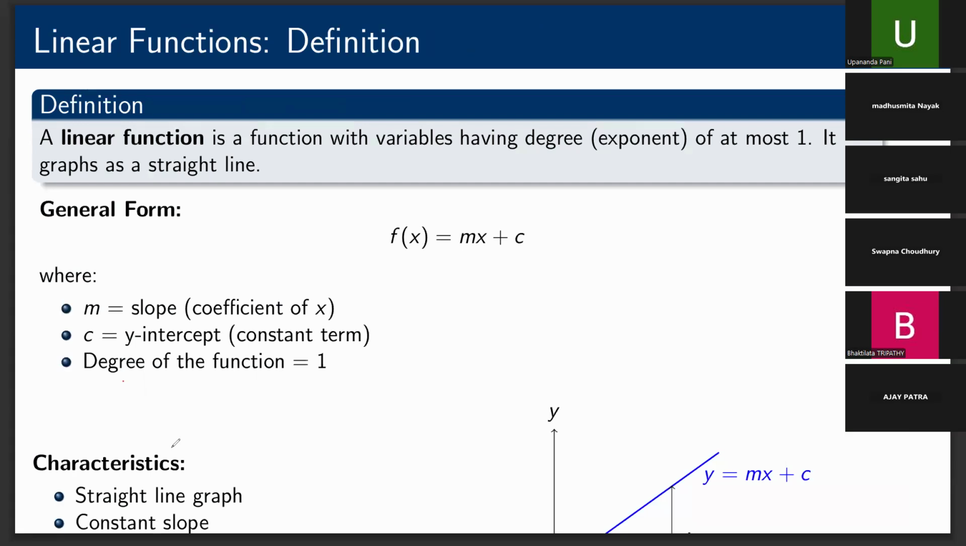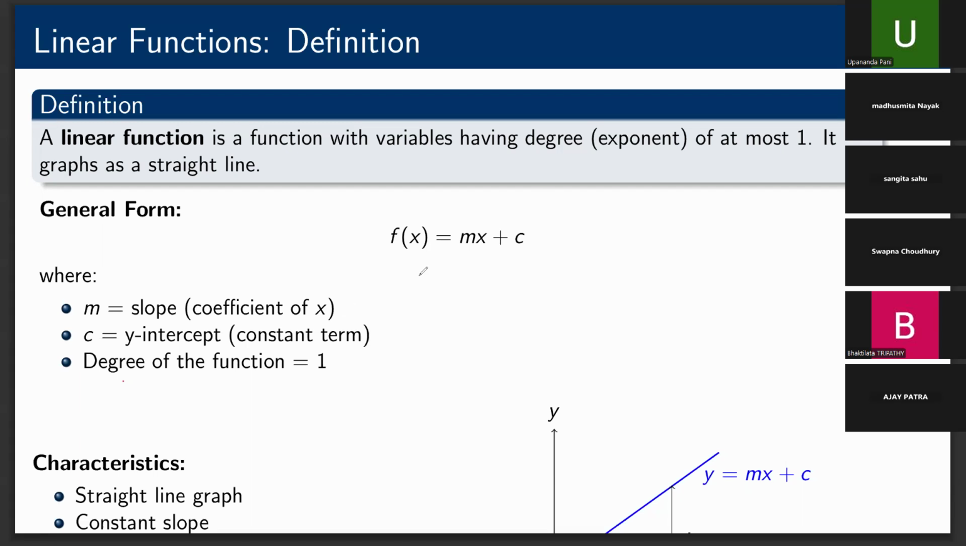Look at the types of function. Here is a linear function. What is a linear function? A function where the highest power of the independent or dependent variable is equal to 1 is a linear function. It is written in the general form y equals f of x, that is, y equals mx plus c. Here, m is known as the slope of the function and c is the constant term, also known as the y-intercept or vertical axis intercept.